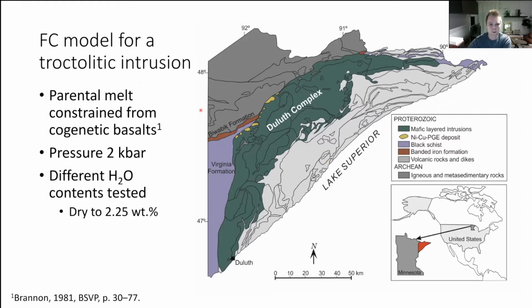So before modeling assimilation, we wanted to try fractional crystallization models to see if we can form these troctolitic intrusions. We took the parental magma composition from these cogenetic basalts, and we applied the pressure of 2 kilobars. And then we tested different water contents between dry and 2.25 weight% water. And this is the intrusion that we tried to model, the Partridge River intrusion.